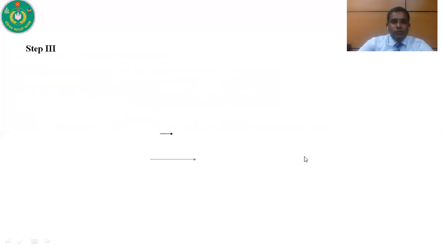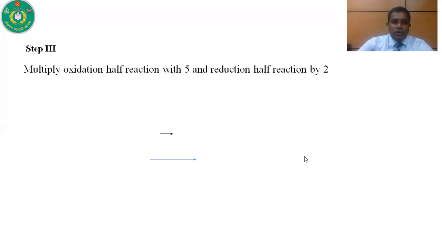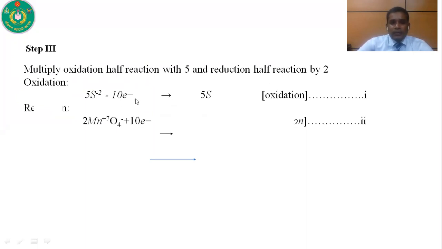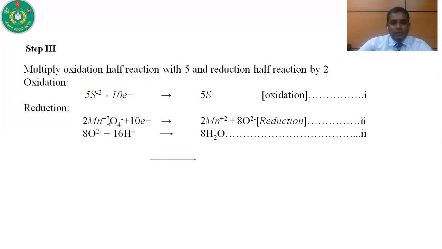Now, we know that the number of electrons donated must be equal to the number of electrons received by atoms or ions. That's why we need to multiply the oxidation half reaction by 5 and the reduction half reaction by 2. So multiplying equation 1 by 5, we get 5 S2- → 10 electrons and 5 S. And if we multiply equation 2 by 2, we get 2 MnO4- + 10 electrons → 2 Mn2+ + 8 O2-, and these 8 O2- will be neutralized by 16 H+, and we get 8 H2O.